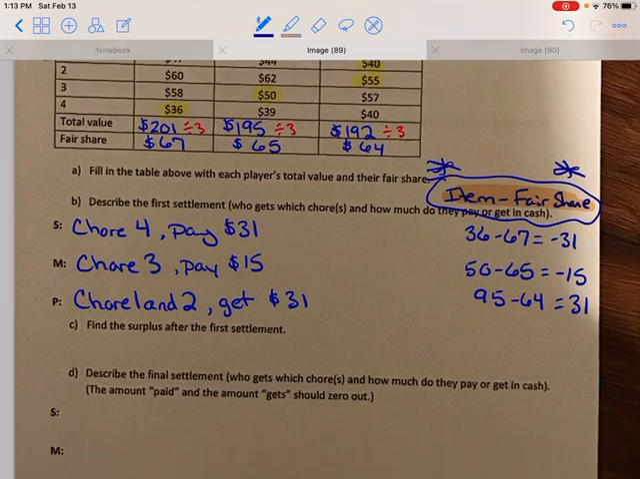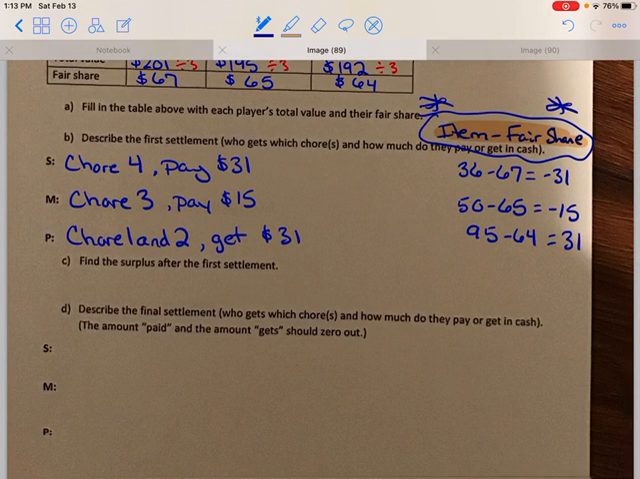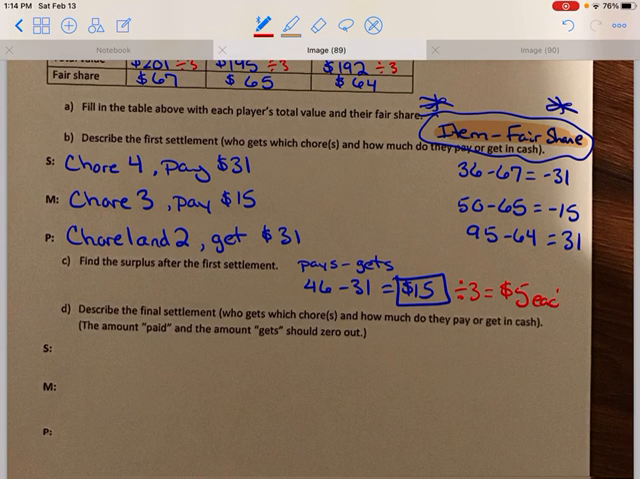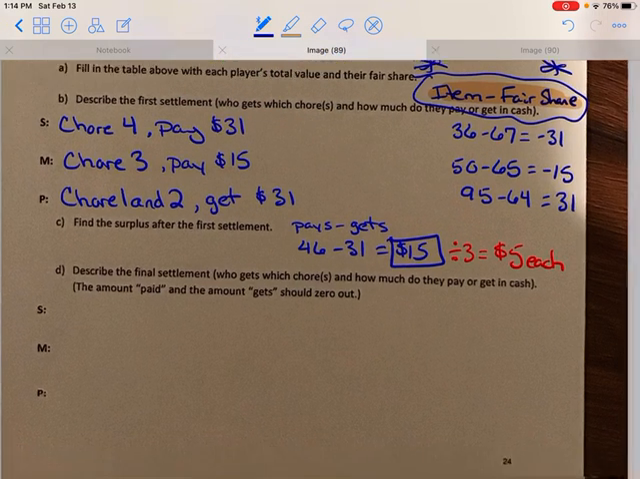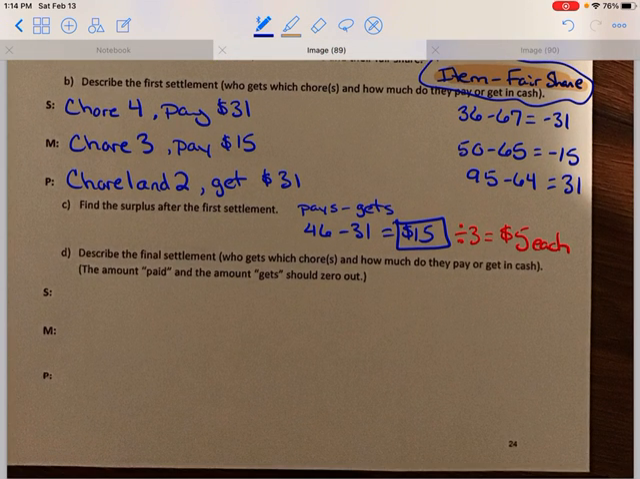Now everything else from here on down is exactly the same as the other examples. For surplus, it still pays minus gets. That part hasn't changed. If we add the pays together, that's 46 minus 31. So the surplus comes out to be $15. And just like in the other problems, that divides evenly among the players. So each player is going to get an additional $5. This part stays exactly the same.